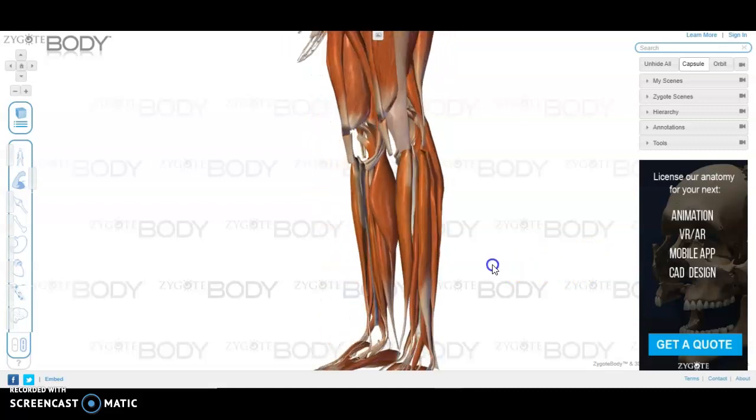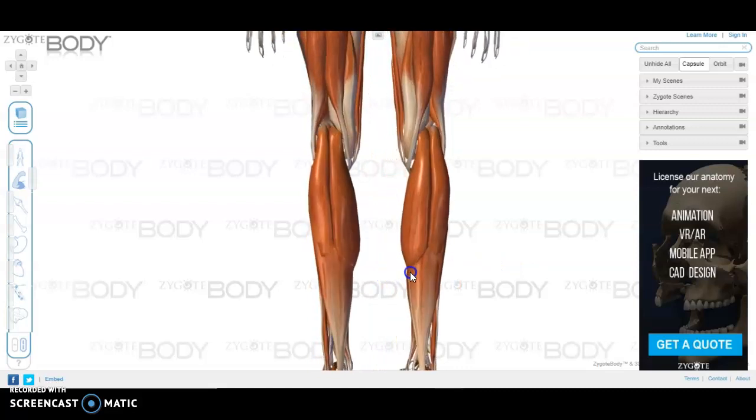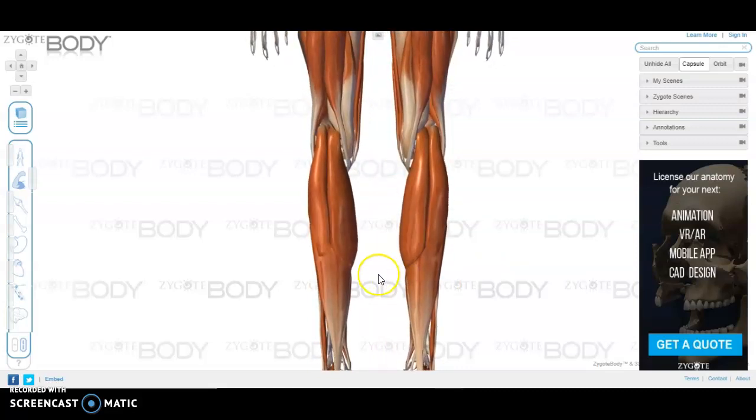So I'm going to rotate this around once more. Here we go. So the back here, this is the gastrocnemius. And the gastrocnemius plantar flexes the foot, meaning that it is able to turn the foot up and down away from the body. And it assists also with flexion of the knee.